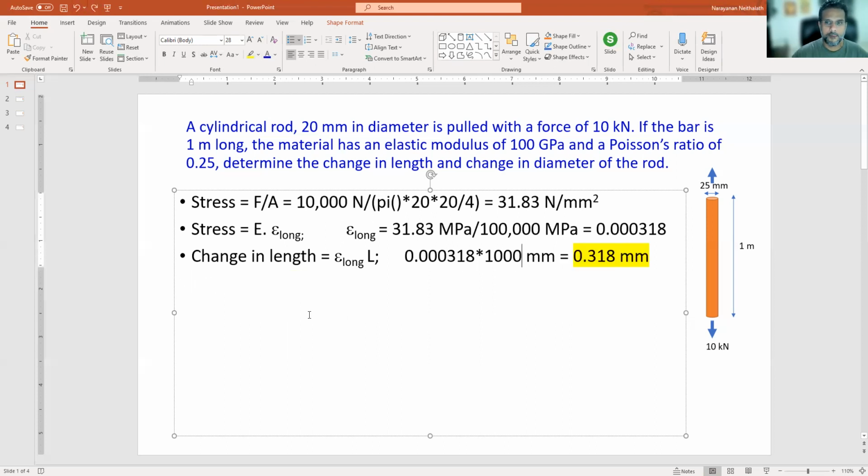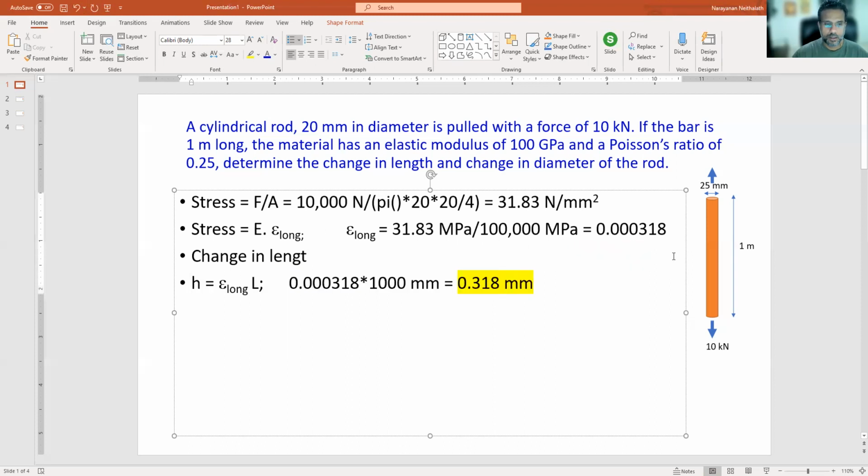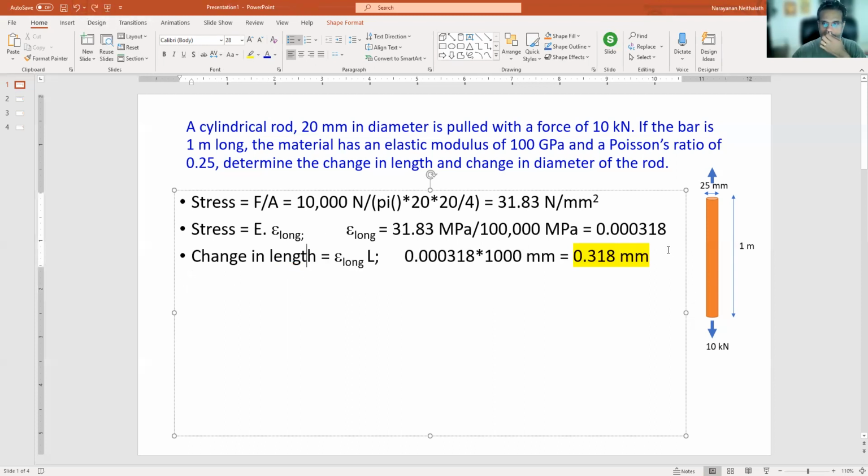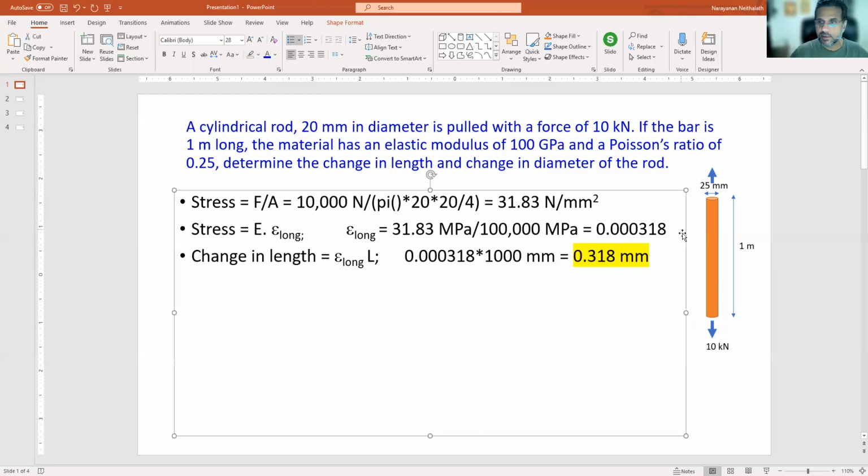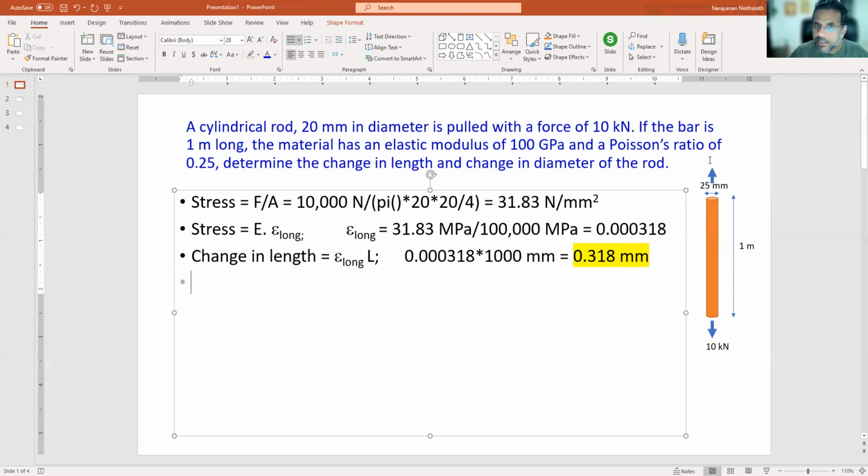So now, what is the next part of the question? The next part of the question asks you, what is the change in diameter of the rod? Now, for change in diameter of the rod, you need the lateral strain, correct? Because lateral strain is where the diameter of the rod comes into picture. Now, remember, this is pulled in tension, right? So what you're seeing is this rod is being pulled in tension, which means its length is going to increase and diameter is going to decrease.